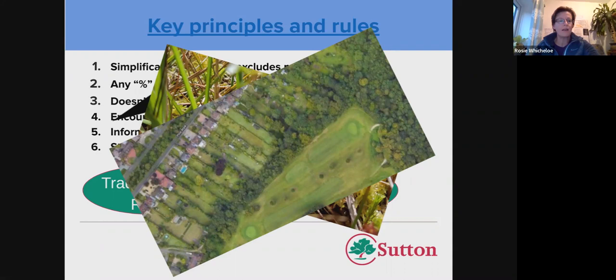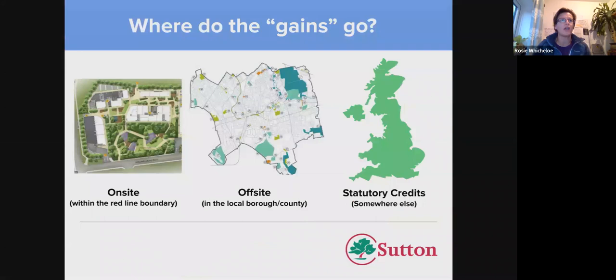And last but not least, in this section, where do the gains go? Obviously on site where possible, because this follows the mitigation hierarchy and has the highest social benefit. But off-site may be necessary in some situations and may not be so bad. It might have some ecological benefits, particularly if it's linked to a biodiversity strategy. And this is something we'll talk about in more detail in the next section.